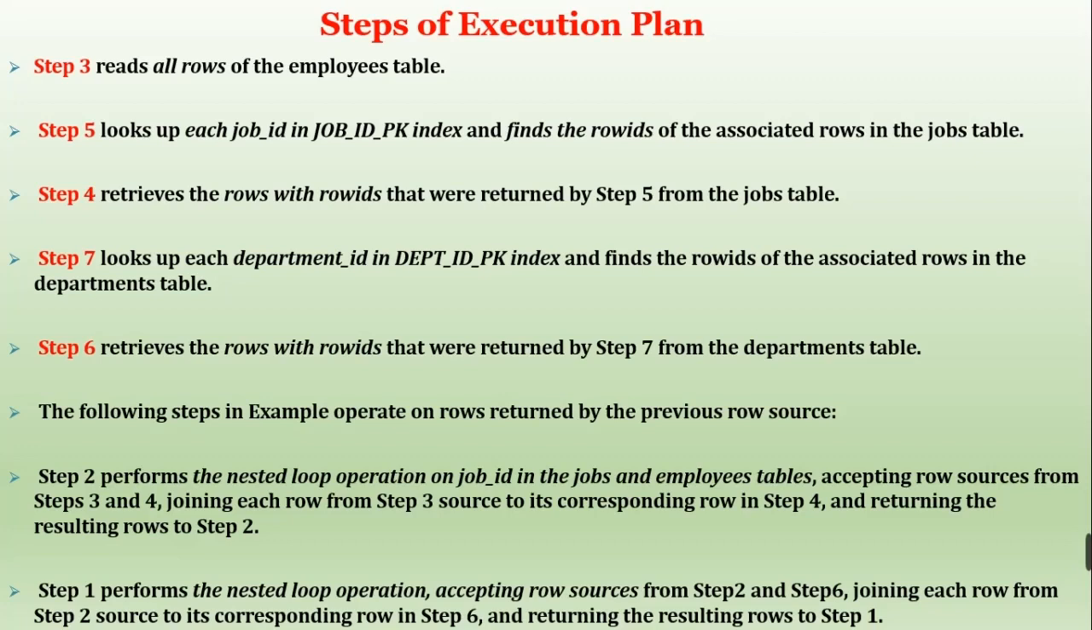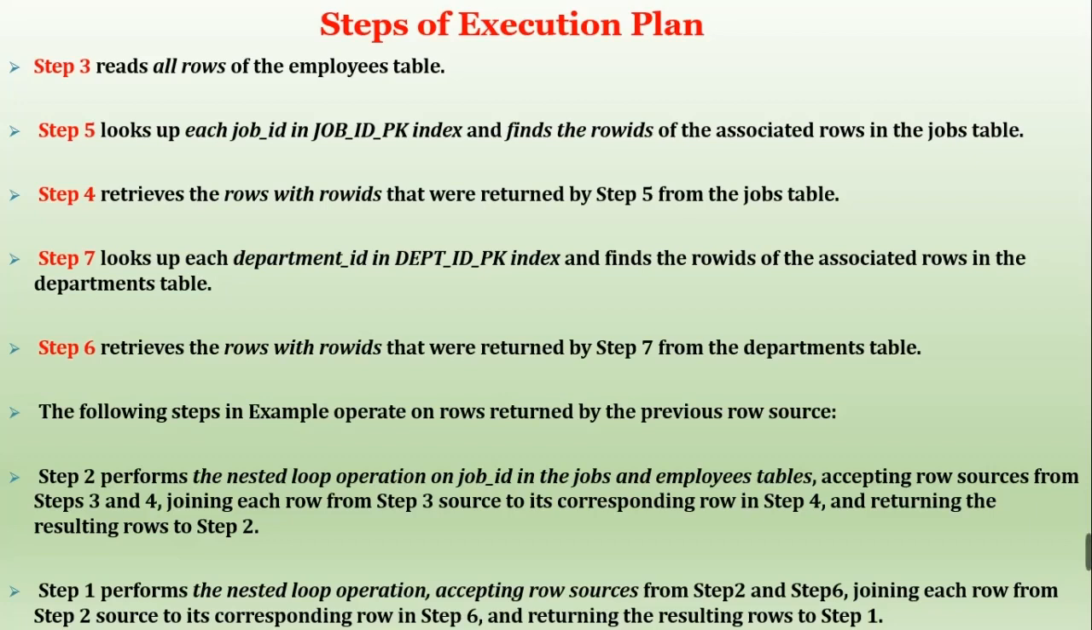Step 6: retrieve the rows with the row IDs returned from step 7 from the departments table. The following steps in the example operate on rows returned from the previous row sources. Step 2 performs a nested loop operation on job ID in the jobs and employees tables, accepting row sources from steps 3 and 4.